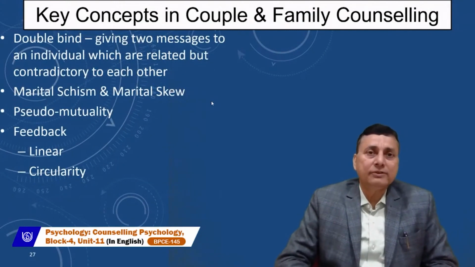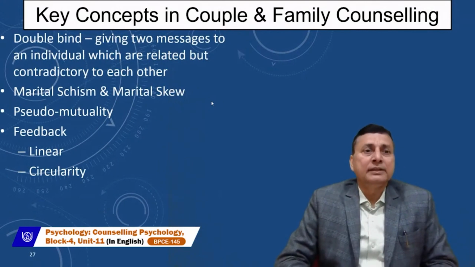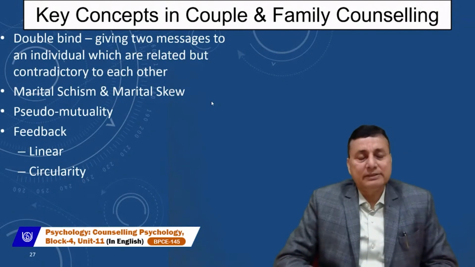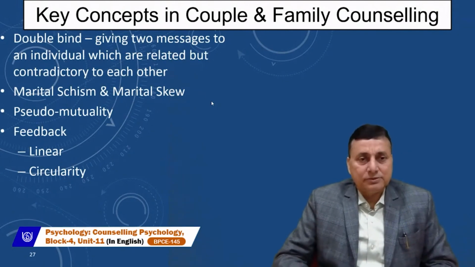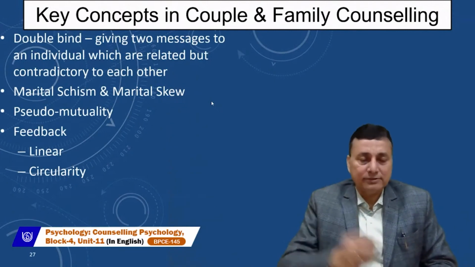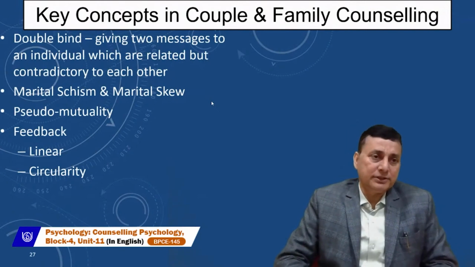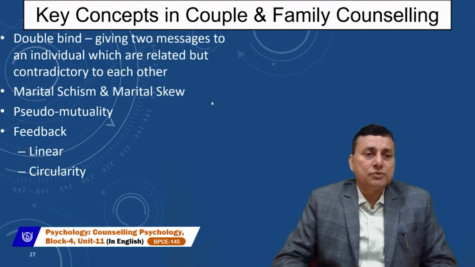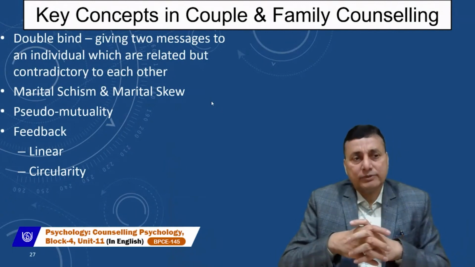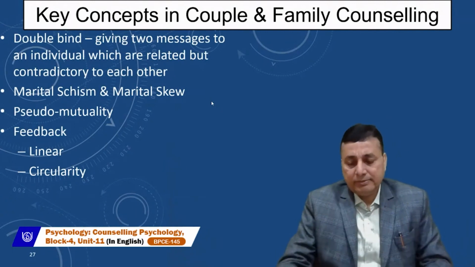So let us see the key concepts in couple and family counseling. Double bind, giving two messages to an individual which are related but contradictory to each other. Marital schism and marital skew, earlier it was understood that these are the factors responsible for genesis of schizophrenia or psychosis in the family. Pseudo mutuality, they are not mutual, but they show that they are mutual. Feedback, linear or circulatory.